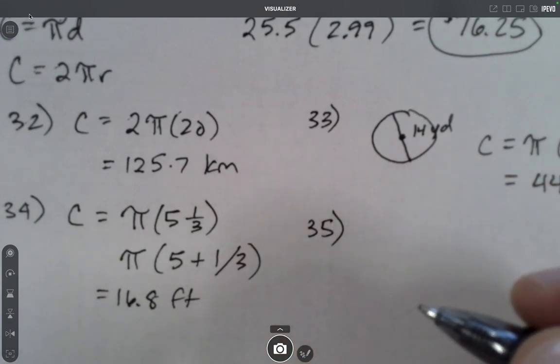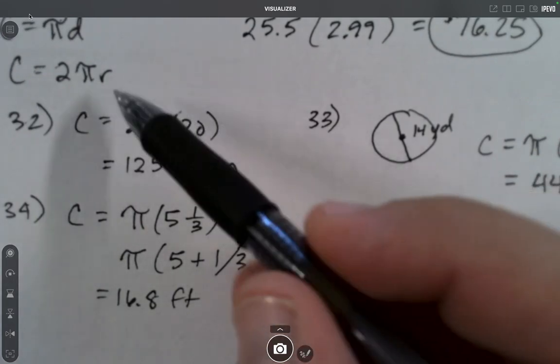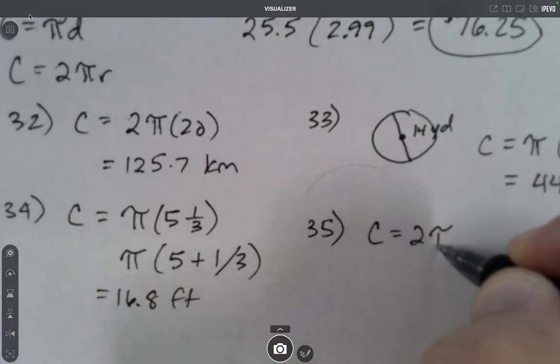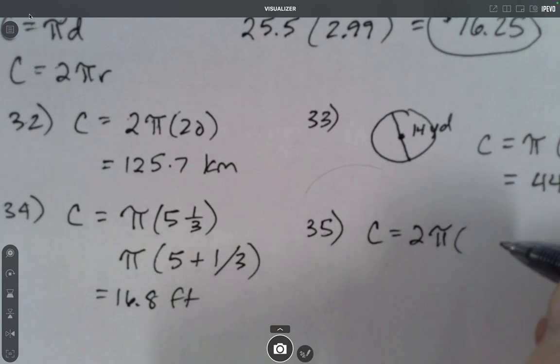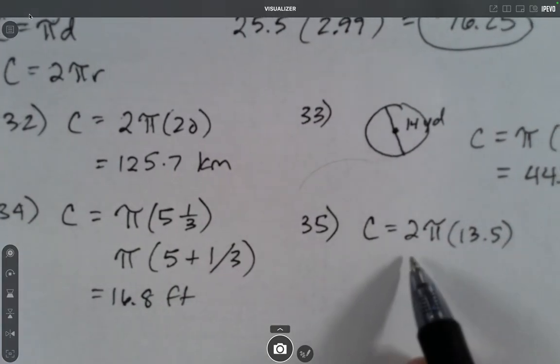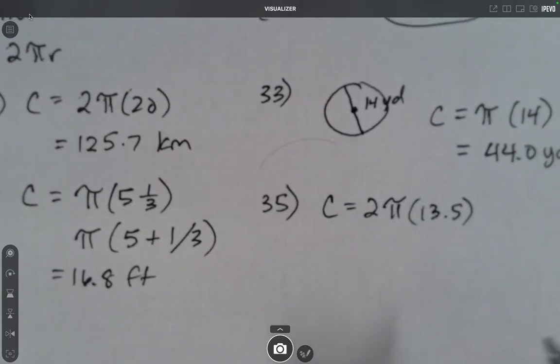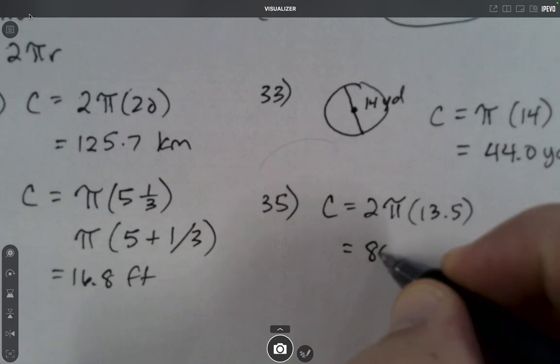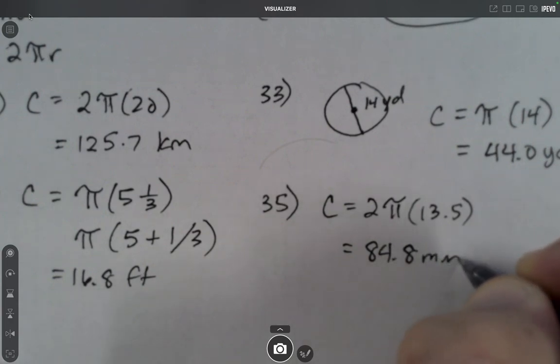35, they give us a radius of 13.5. So since it's a radius, we'll use this formula. We'll say the circumference is 2 times pi times 13.5 millimeters. When you plug those in the calculator, you find out that the circumference, the distance around the edge of the circle, is 84.8 millimeters.